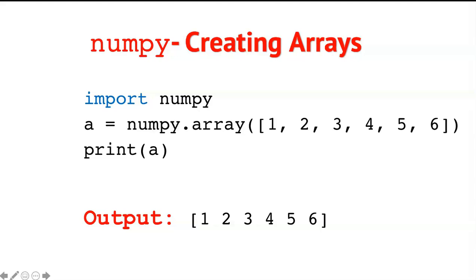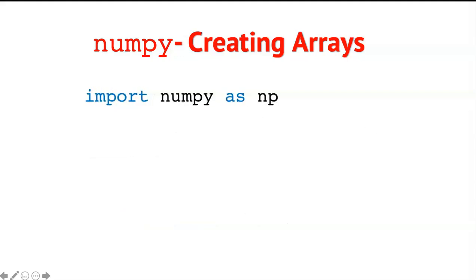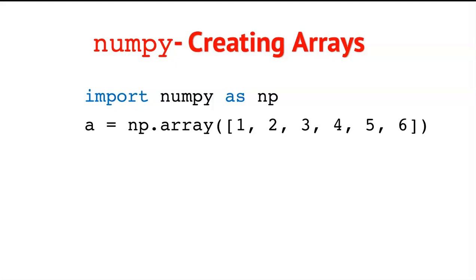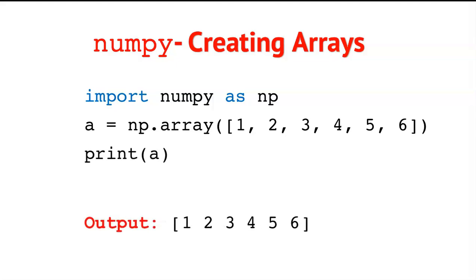And we can also use an alias for NumPy. So import numpy as np. np is the alias for NumPy. Now we can call the array function using np in place of NumPy and assign its value in a. So when we print a, it will give the values, the elements of the array.